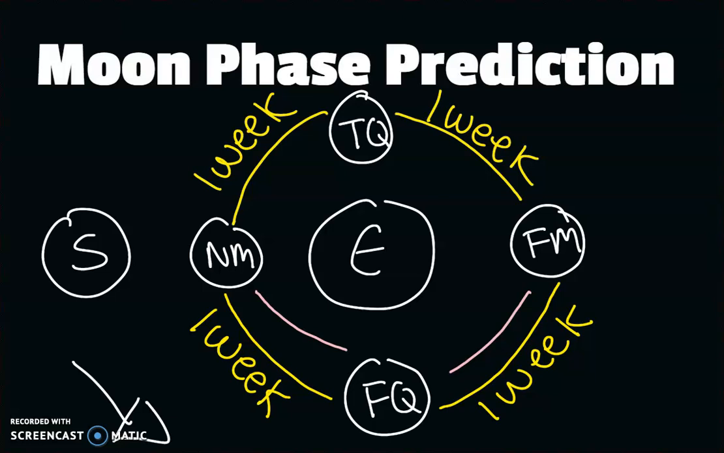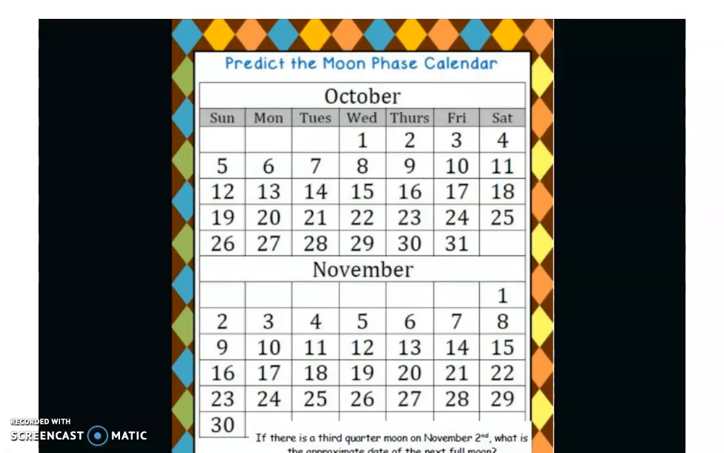But what if the question says, today I see a third quarter moon, and when will I see the next full moon? I can't just go 1 week backwards. I have to go all the way around counterclockwise through the other moon phases to get to that full moon. So it would be 1, 2, 3 weeks. So what does that look like on your activity that you have today?